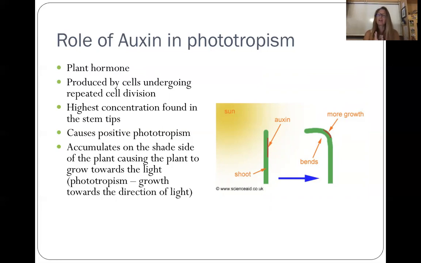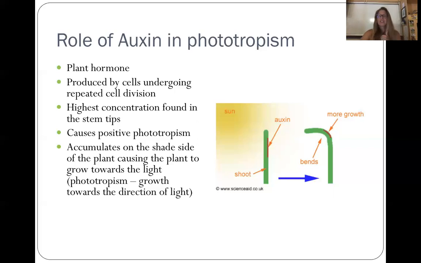And so they put the auxin, the growth hormone, on the shady side of the plant, and it causes that side of the stem to grow faster and longer, which then causes the stem to tilt. This is called phototropism, so you are moving or bending in relationship to the sun.